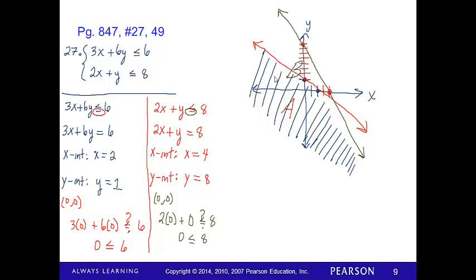Every point that falls in the shaded region, as well as on the red line and the green line, will satisfy both inequalities. All right, last one, number 49. And it says x squared plus y squared is greater than 1. And then it says x squared plus y squared is less than 16.